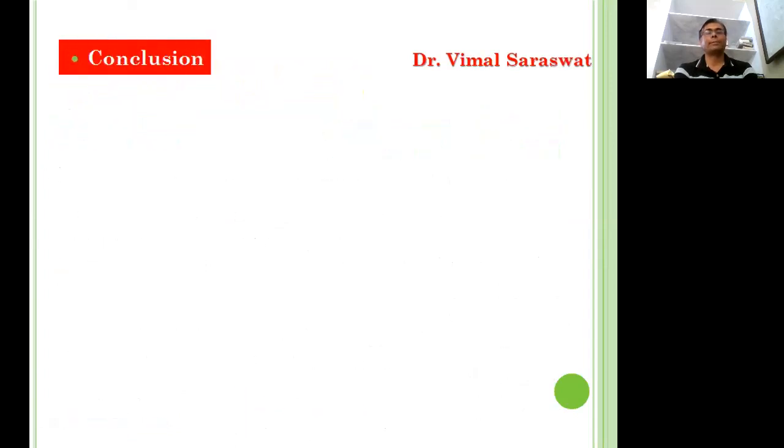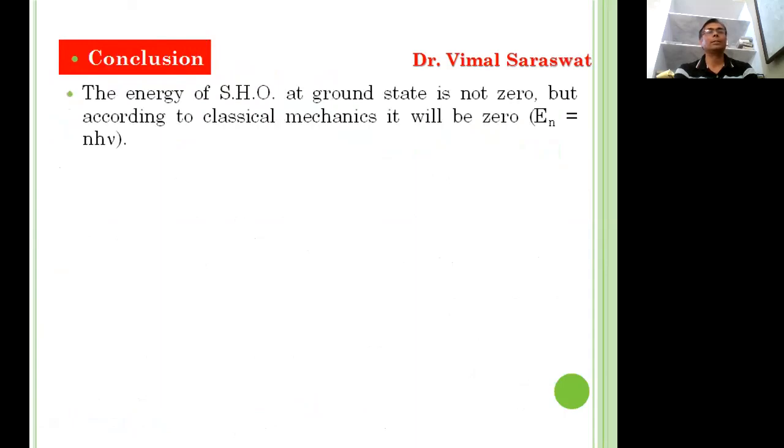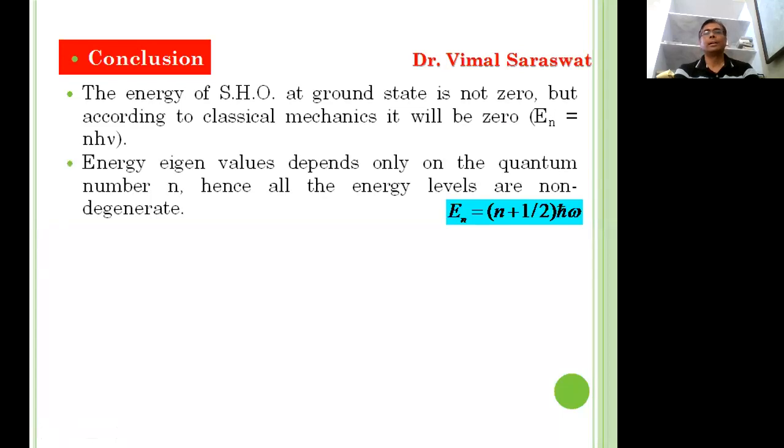Now the conclusion which we carried out from the energy eigenvalues. The energy of a simple harmonic oscillator at the ground state is not 0, but according to classical mechanics it will be 0, because according to classical mechanics E_n = nhν, but according to quantum mechanics it will be E_n = (n + 1/2) hν or E_n = (n + 1/2) ħω. Since E_n = (n + 1/2) ħω, the energy eigenvalues depend only on the quantum number n, because here the only variable quantity is n; ħ and ω are constants.